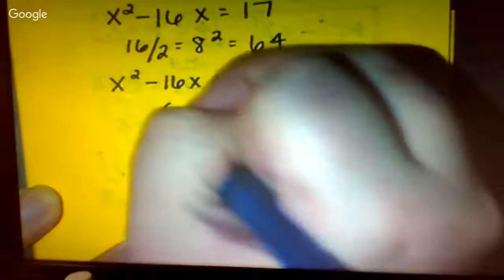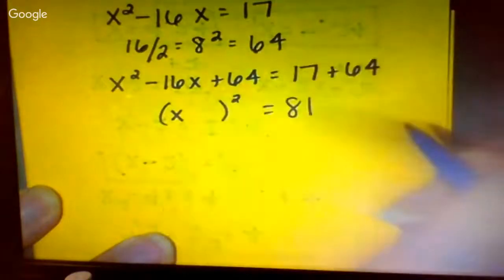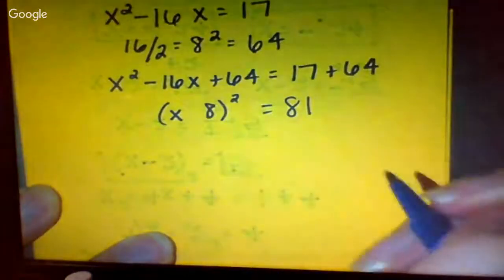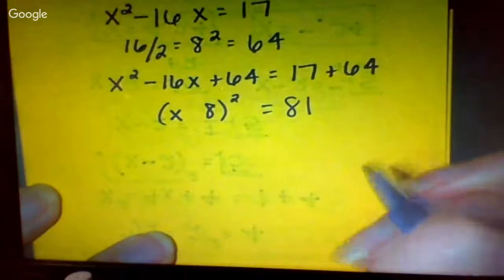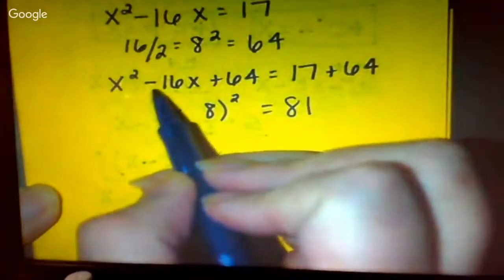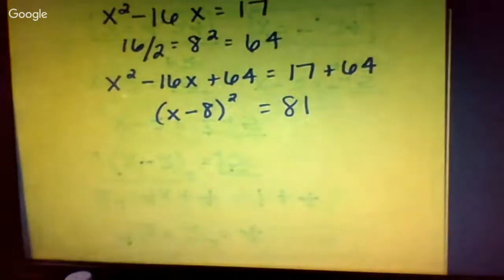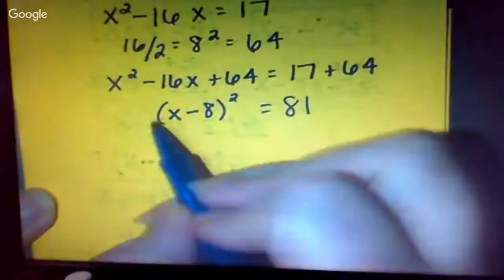This side I need to factor. So it's going to be x. What number are we using? 8. We use half of our b value. What sign goes in the middle? It's going to be a negative, because your b term is a negative. Okay? Oh, snap. We already did this one.